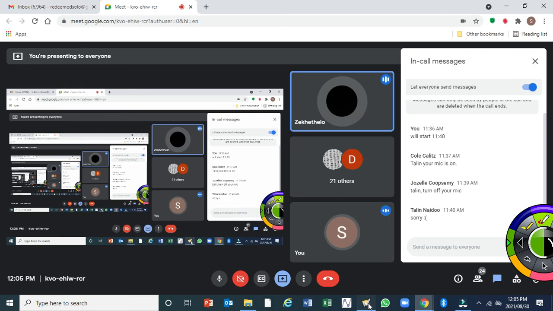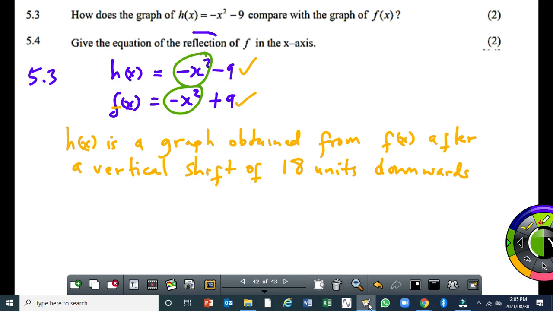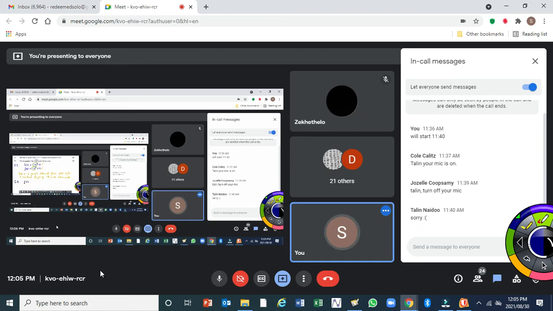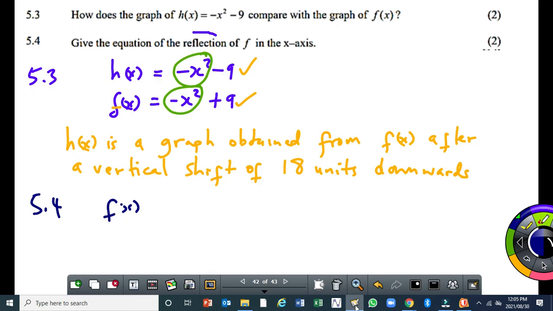Right. Then 5.4, give the equation of the reflection of f in the x-axis. Now remember, if we reflect the graph in the x-axis, the y values change, but the x values don't change. So for 5.4, our f of x is equal to minus x squared plus 9.